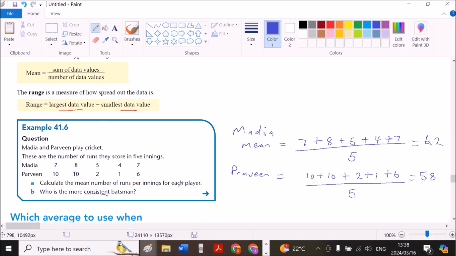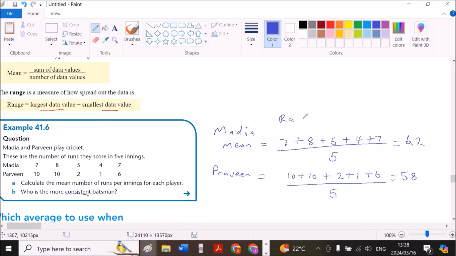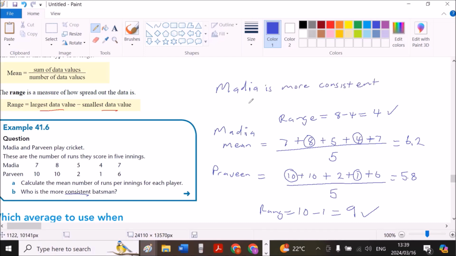So for consistency, the values have to be close together. So we'll find the range for Madia, the highest minus the smallest value, which is 4. Now the range for Praveen is the highest, which is 10, minus the smallest, which is 1, which is 9. So since Praveen has a large range compared to Madia, Madia is more consistent because his runs have a short range. So we can say Madia is more consistent. Thank you.